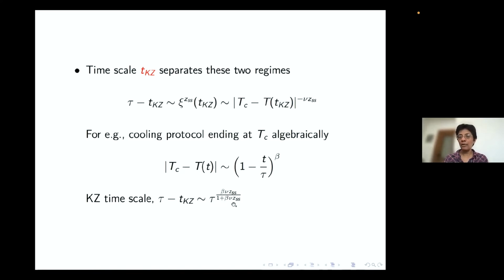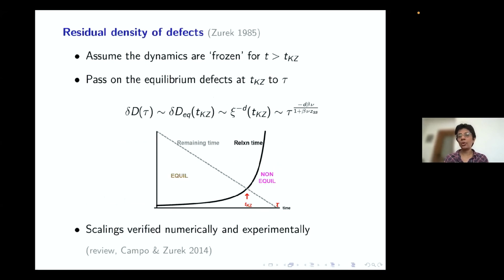However, the question was about residual defect density. Furthermore, the argument is the following, that beyond this Kibble-Zurek time scale, there's no further evolution of the system. The dynamics are assumed to be frozen. Which means that whatever defects are present at the Kibble-Zurek time scale, the same ones are there, inherited and passed on till our final quench time.